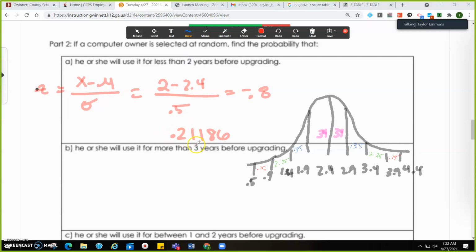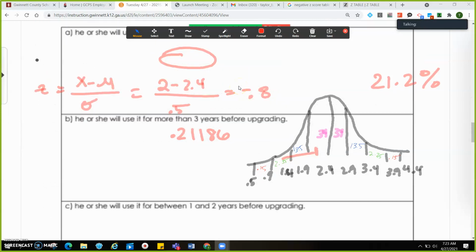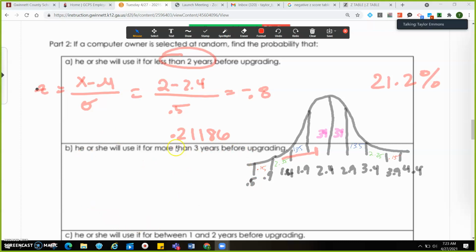So 0.21186, right? That means it's less than 2 years, so that's from here and below. That's going to be 21.2%, and that seems about right. If we added up all of this that we already know, it's roughly around 20. Okay, so that's how you convert from a z-score to a probability. Let's go ahead and look at the next one.